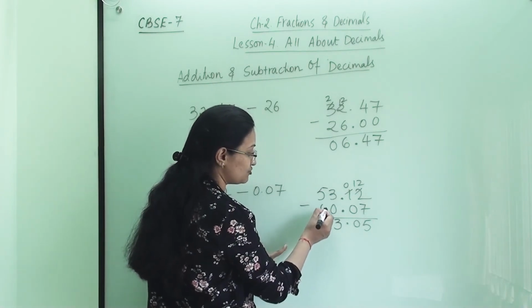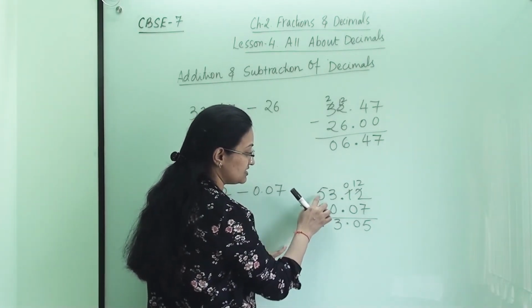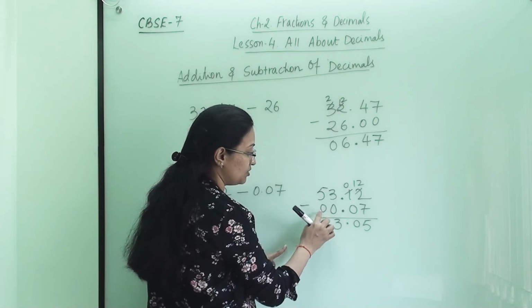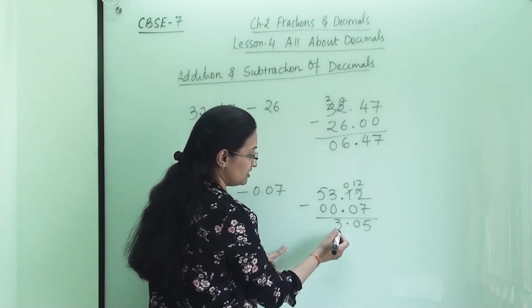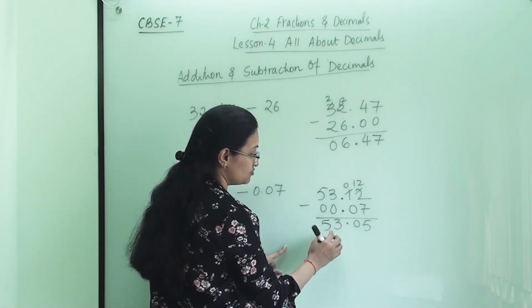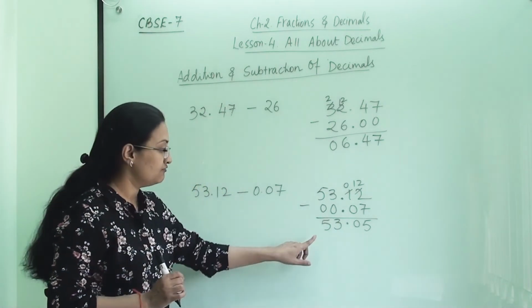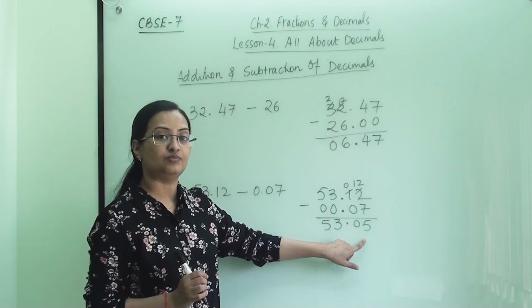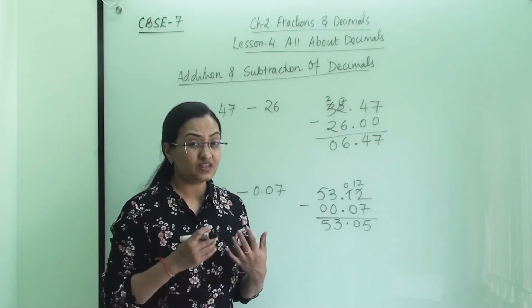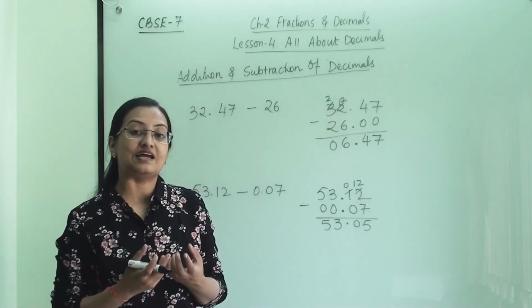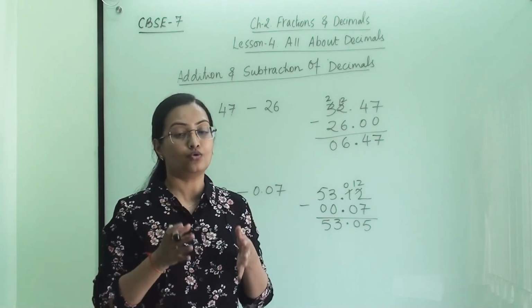Then the decimal point and then simple subtraction. Here nothing is there, so we can put 0. Here nothing is there, so to match the number we can put 0. So here 3 will come and here 5 will come. So 53.05 will be the answer. So this will come with practice, that where to add 0 and how to add 0.